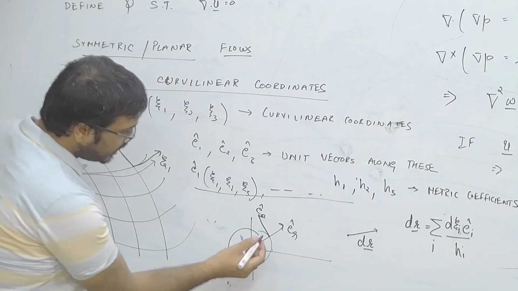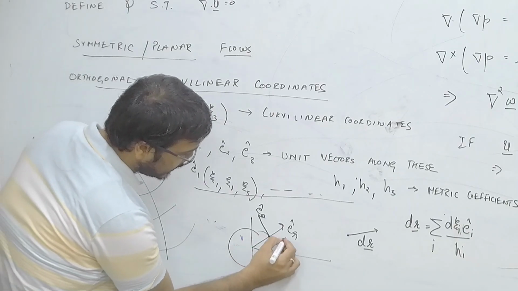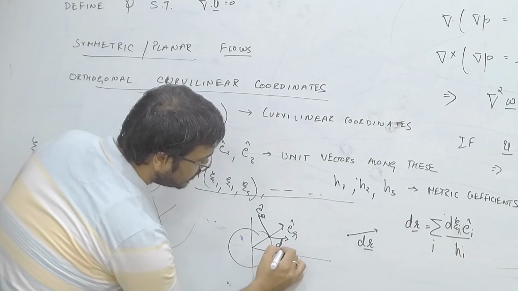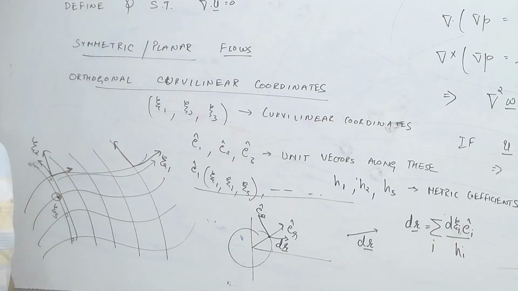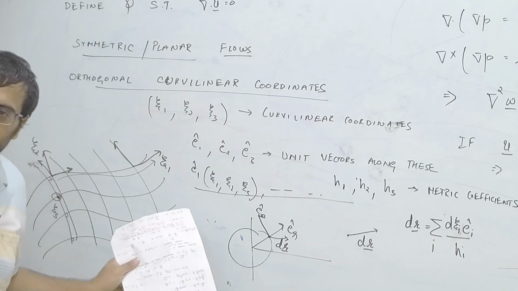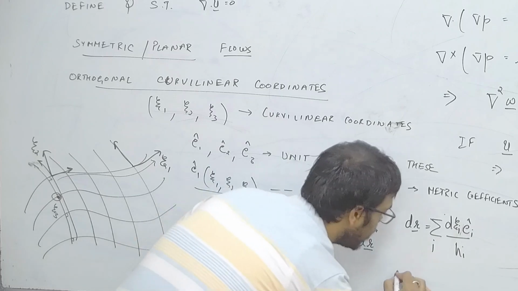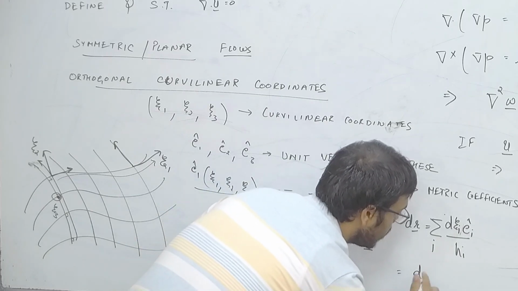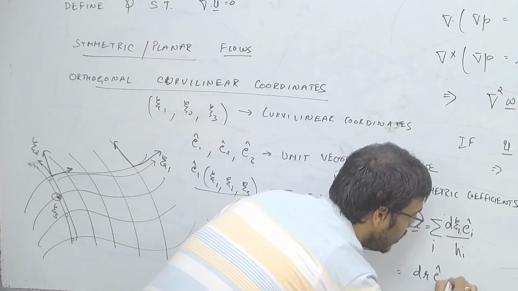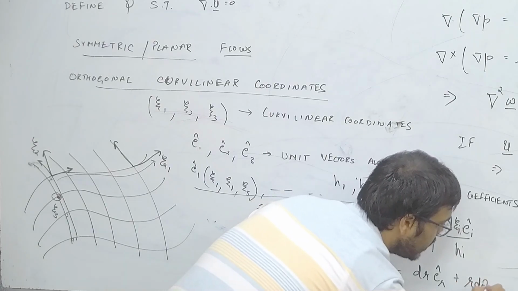For example, if you have dr in planar cylindrical coordinates, how will you write an infinitesimal position vector? What is a general infinitesimal position vector? You will write it as dr e hat r plus r d theta e hat theta.